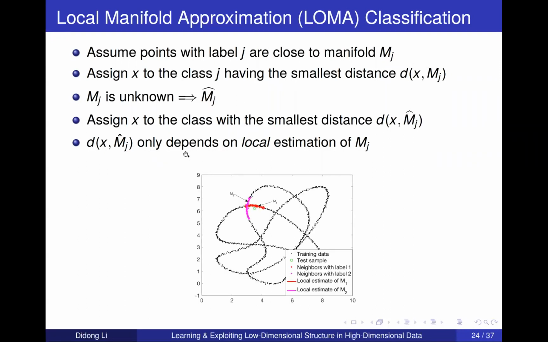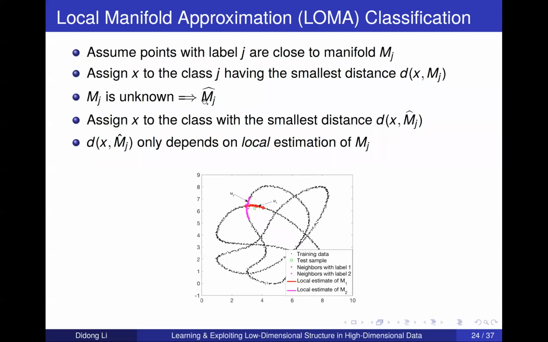Here's a figure showing how LOMA works. The green dot is the point to be classified. This M1 hat in red is the local estimation of manifold 1, this curve, and this is the local estimation of the second manifold, M2 hat. The distance between this point and M1 only depends on this local approximation. The manifold far away from this green dot doesn't matter. So we don't need to learn the manifold globally, we just need to learn it locally. That's why we call it the local manifold approximation classifier.